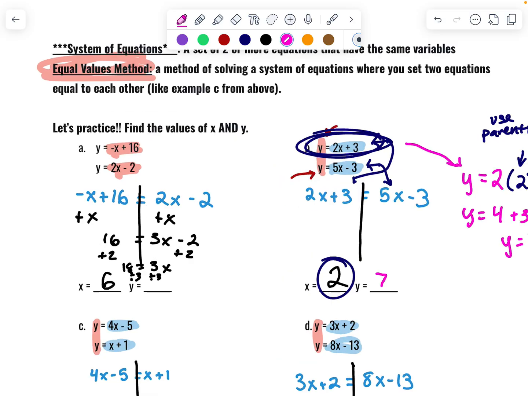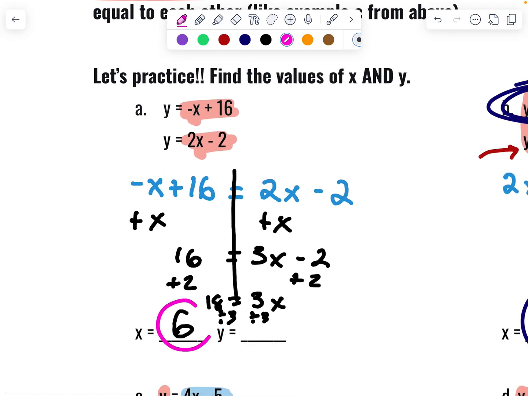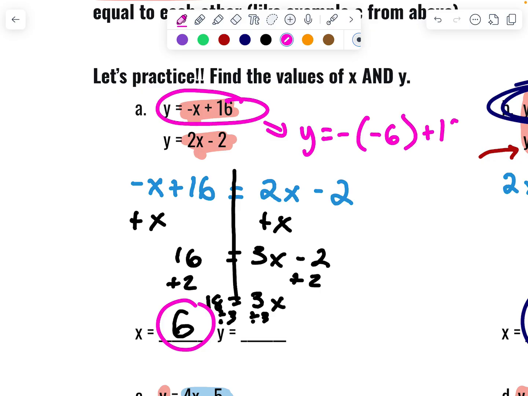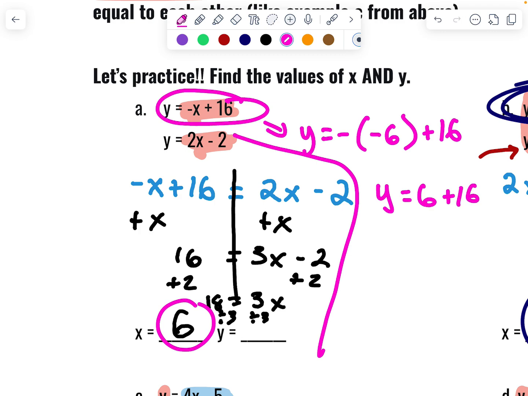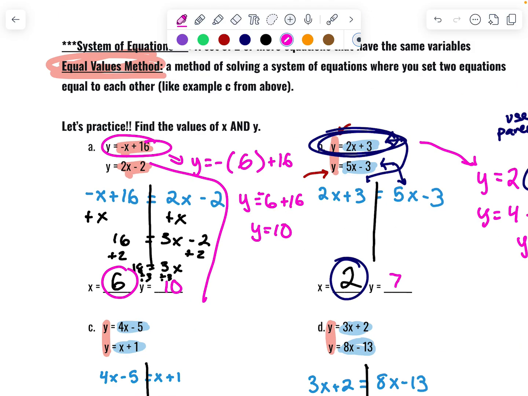Okay, so we can do this with all the problems. We can go back to A, x was 6, so if we plug that into this equation, y equals negative, and then negative 6 plus 16. A negative and a negative become a positive, so this is y equals positive 6 plus 16. Or I'm sorry, I'm not plugging in negative 6, I'm plugging in positive 6. So this is negative 6 plus 16, so that y equals 10.